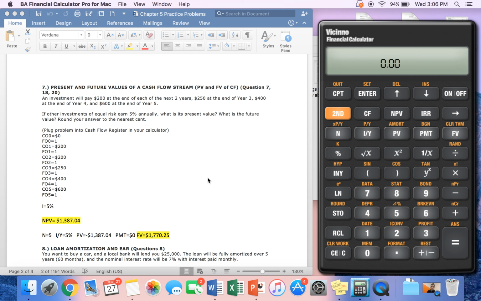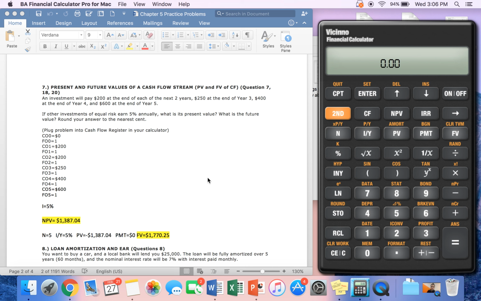So it says an investment will pay $100 at the end of the next 2 years, $250 at the end of year 3, $400 at the end of year 4, and $600 at the end of year 5, all at a rate of 5%. They want you to find what's the present value and then what is your future value.